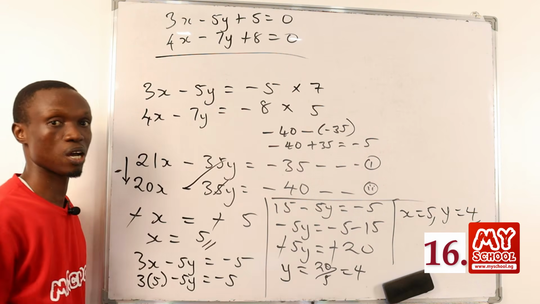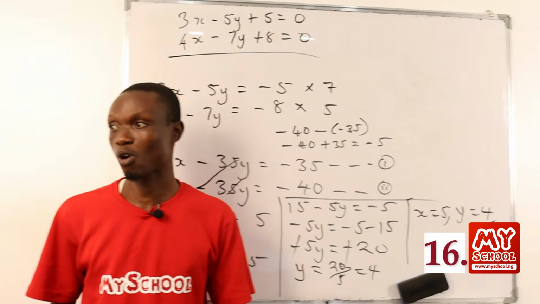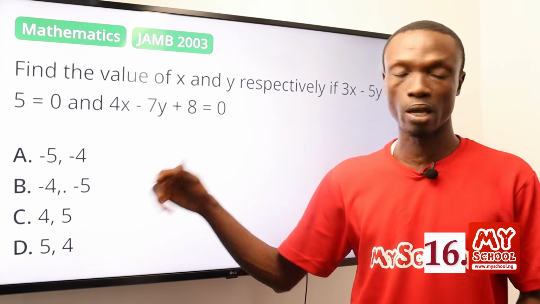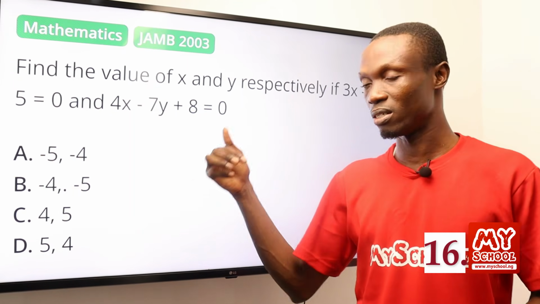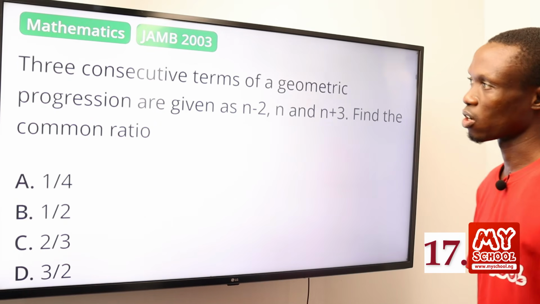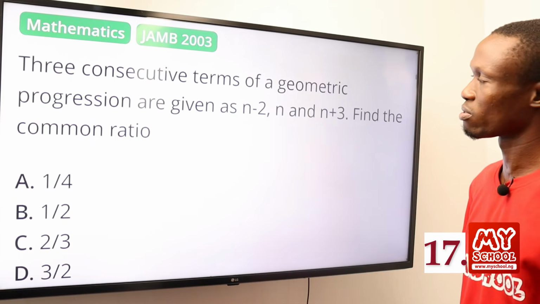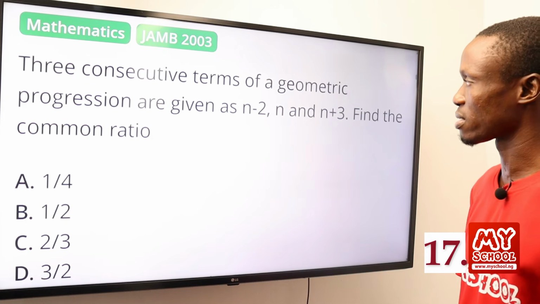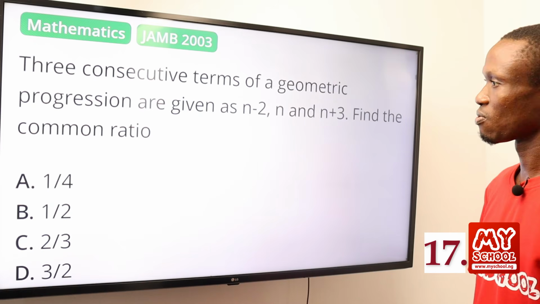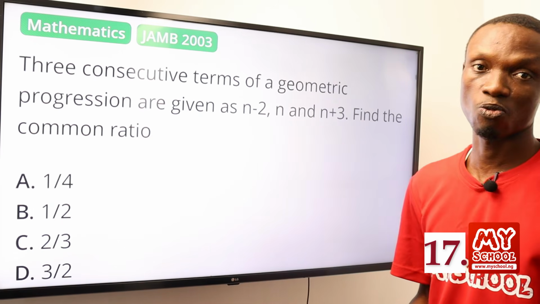Okay, so let's return back to the screen to pick the correct option for this question, and that is option D. Okay, x is 5 and y is equal to 4. Question 17. 3 consecutive terms of a geometric progression are given as n minus 2, n and n plus 3. Find the common ratio. So let's move over to the board to provide answer to this question.